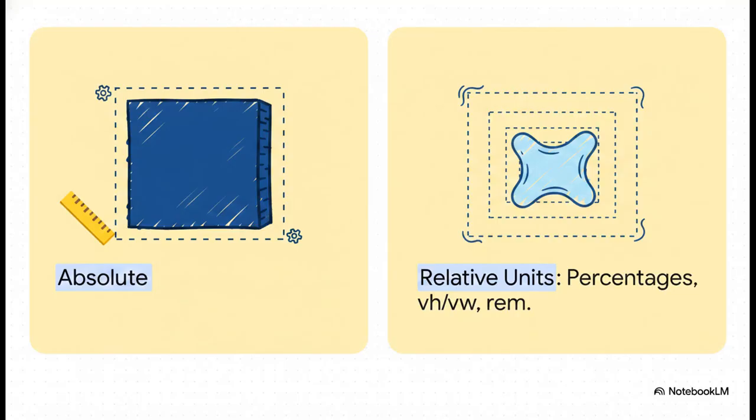To actually size these boxes, we have to pick our units carefully. Back in the day, we relied heavily on absolute units, exact, rigid pixels. But modern CSS architecture, it strongly favors relative units. We're talking percentages, viewport heights, and root relative units like rems. Doing this gives your interface scalable fluidity, meaning it gracefully adapts to literally any screen size.